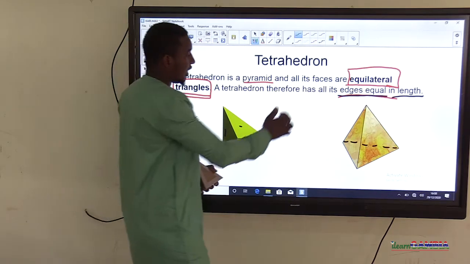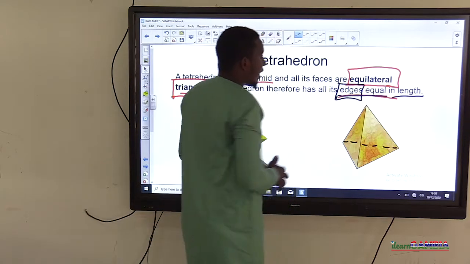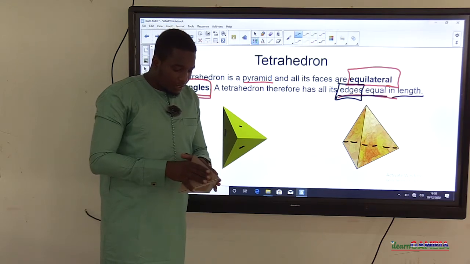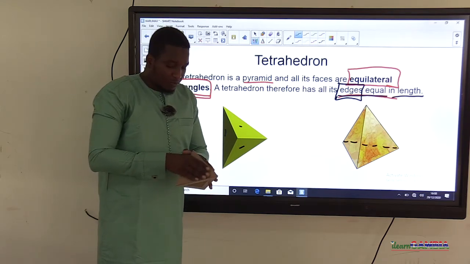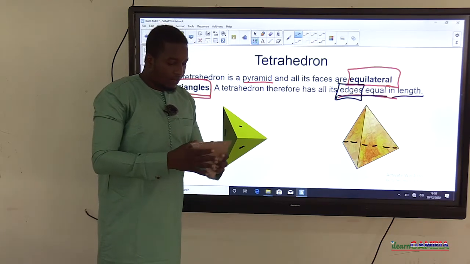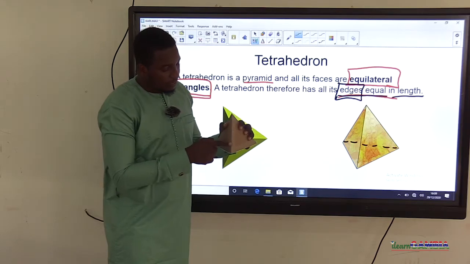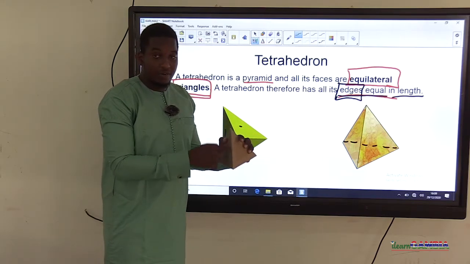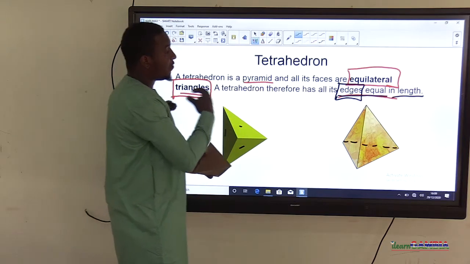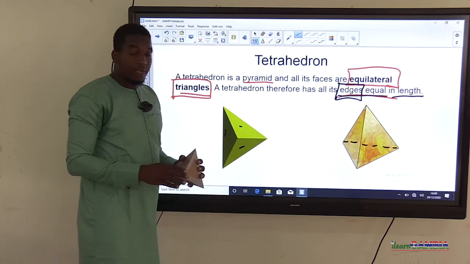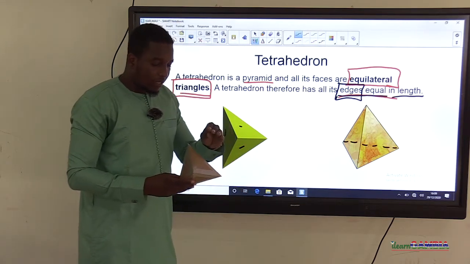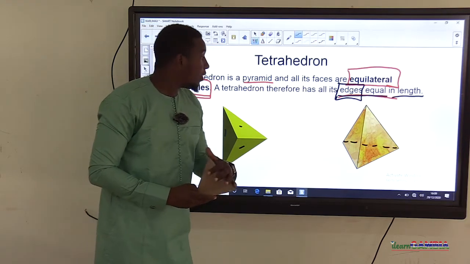Now, first of all, what is an edge? An edge in three-dimensional shapes or in solid shapes is where two faces meet. Whenever two faces meet, they form what is called an edge. Let's say this face and this face meet at this point, and where they meet is referred to as an edge. So since a tetrahedron has all its faces equal to an equilateral triangle, it means all its edges are also going to be equal, because in equilateral triangles all the sides are equal.